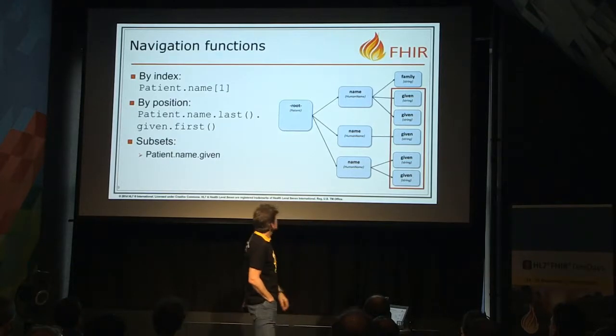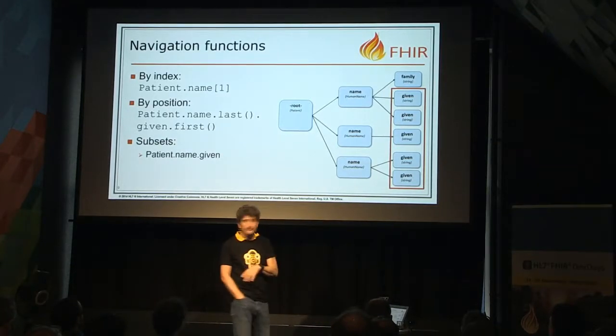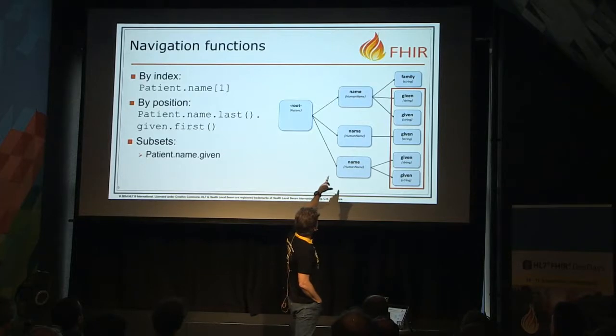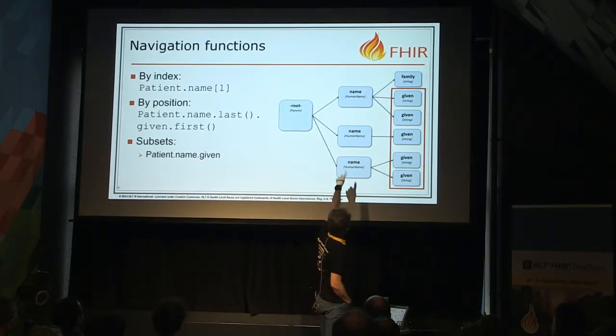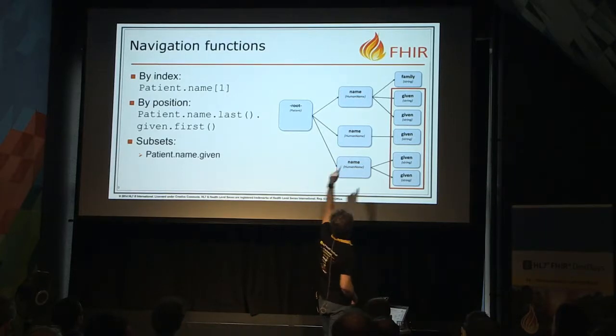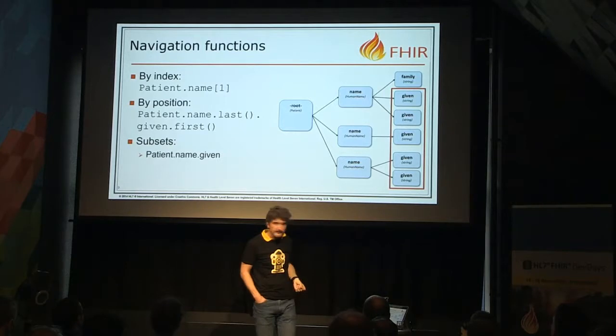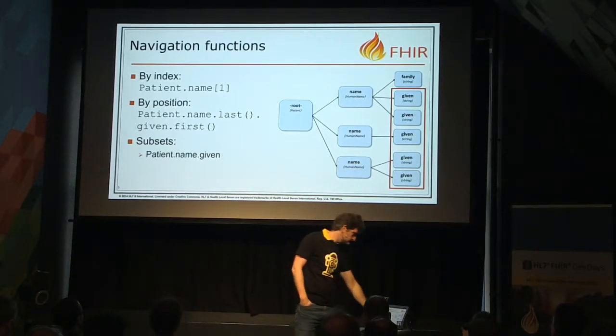Subsets, patient.name.given. Now that's an interesting one. This is exactly showing what I tried to tell you before. Patient.name selects all the names there, all three of them, and all have givens. So that would actually select that whole list as a result of the navigation.